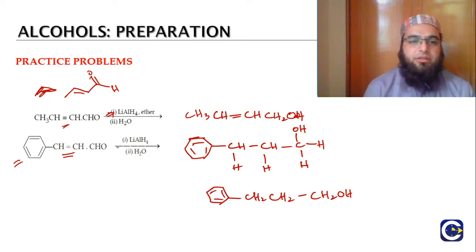So we have to understand the concept here. We have a phenyl group attached to the alkene. Now this will be capable of reducing both the groups, the alkene group as well as the C double bond OH group that's present here.